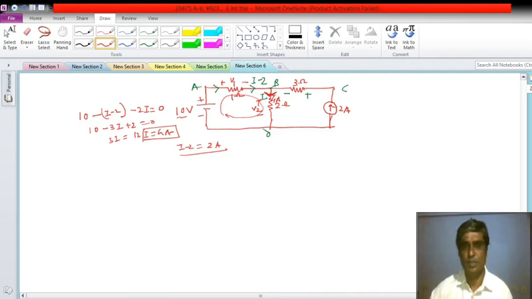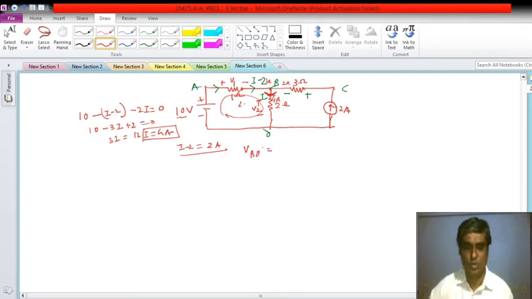Okay, this I minus 2 is 2 ampere, this is 2 ampere, which is 4 ampere. So KCL is satisfied at this node. Okay, now let me find out what is the value of VBO.